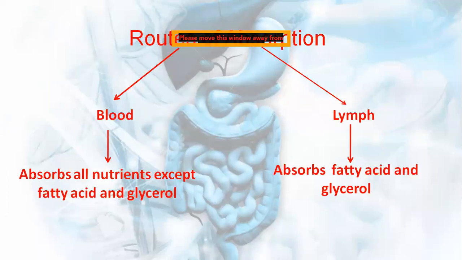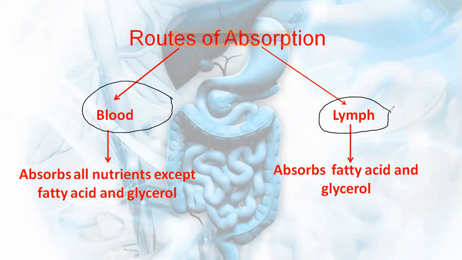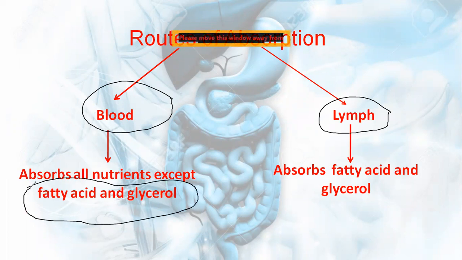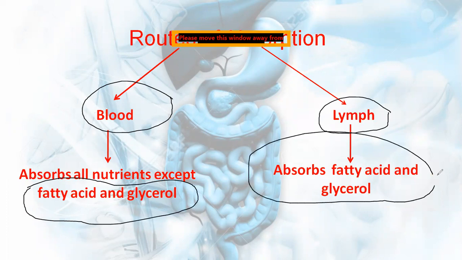Absorption of nutrients occurs in two ways, either at the level of the blood or at the level of the lymph. At the level of the blood, all the nutrients are absorbed, except what? Except fatty acids and glycerol. These are absorbed at the level of the lymph. So the lymph absorbs only fatty acids and glycerol. However, the blood absorbs all the nutrients except fatty acids and glycerol.